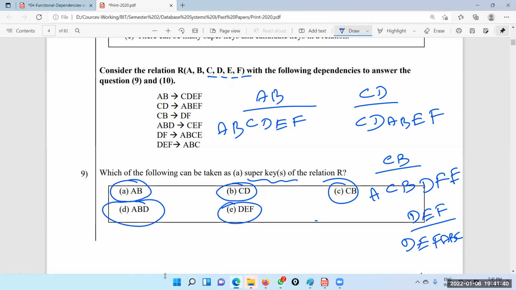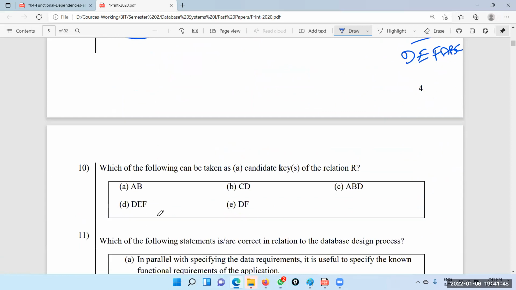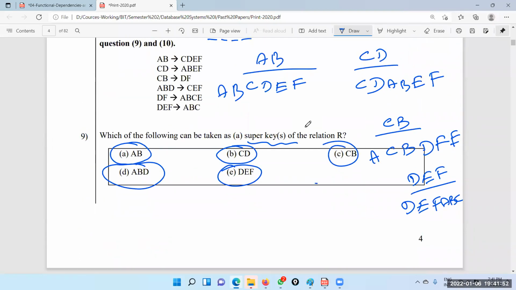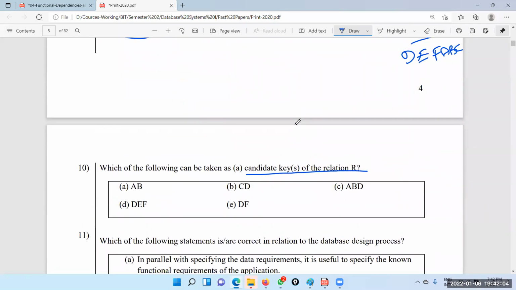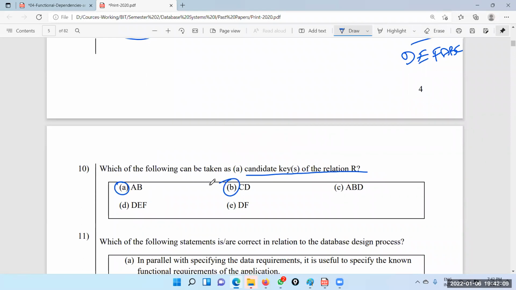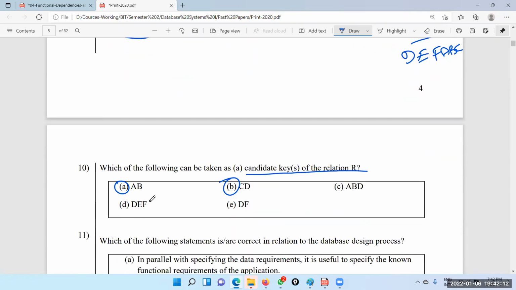Okay, let's look at the primary key also. They ask which of the following can be taken as candidate keys of the relation R. Now, what is the minimum here? Because this is not a minimum, and this is not a minimum, so I will take A, B, and C. A, B, C, D, and C, B. CB is not there. So there I will go for A and B.